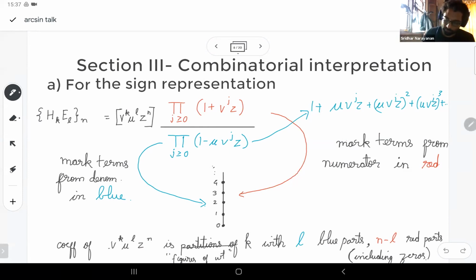I will bring the partitions part back later. But if we can understand this simply in terms of figures and their weights, then I think that's good enough to go on. Okay. Sorry, I've interrupted you enough. No, it's fine. I mean, this part has to be clear.